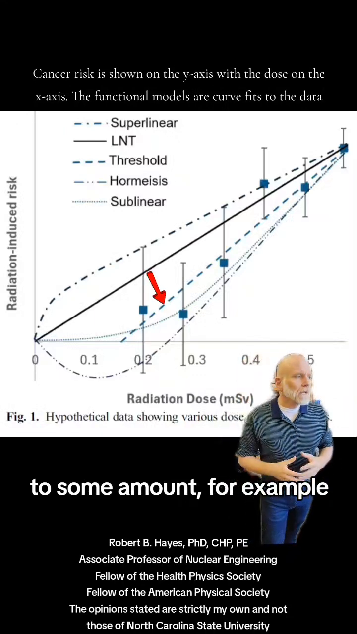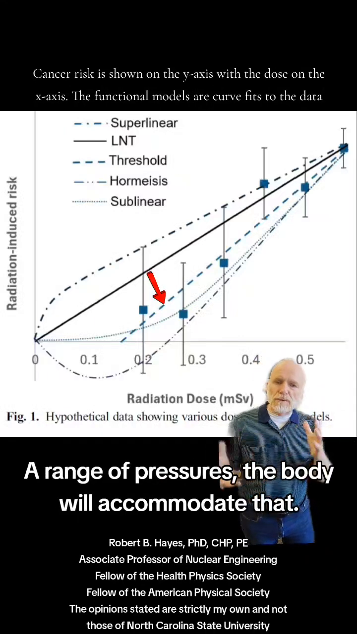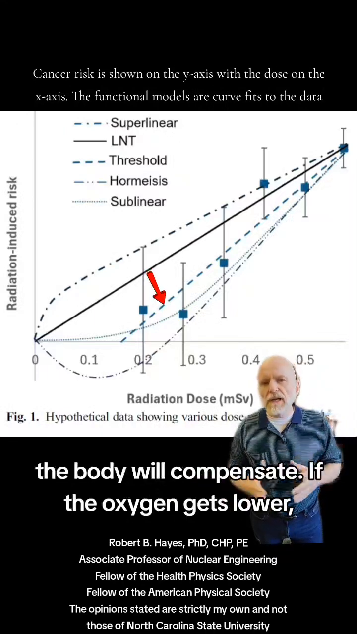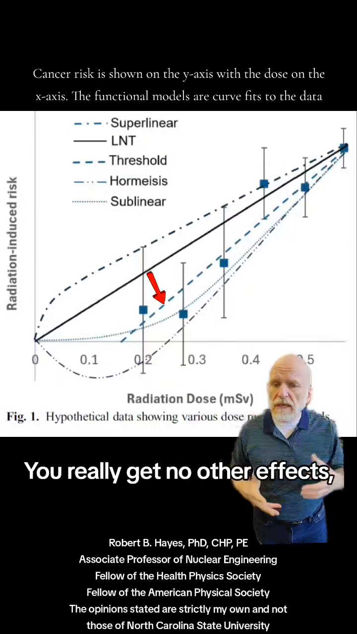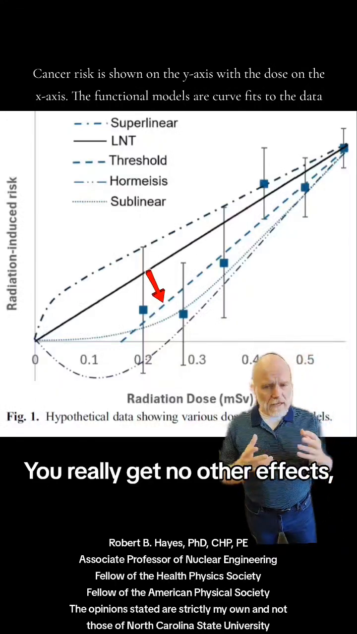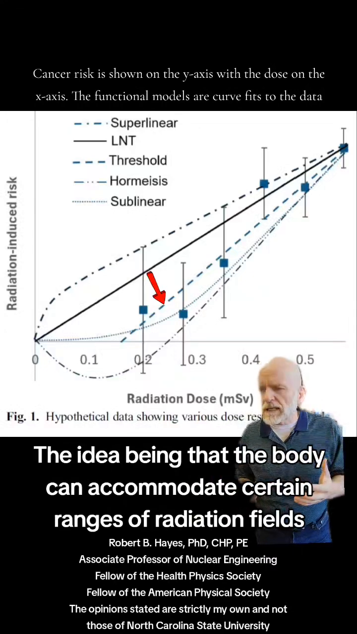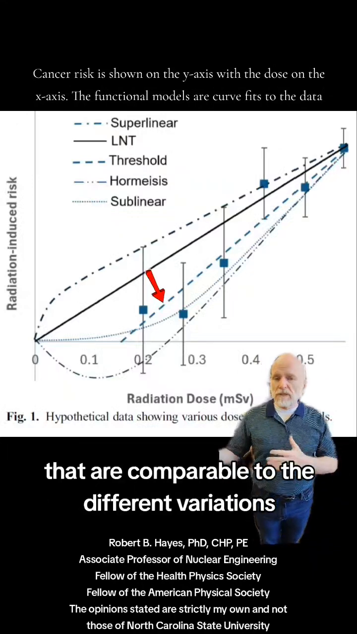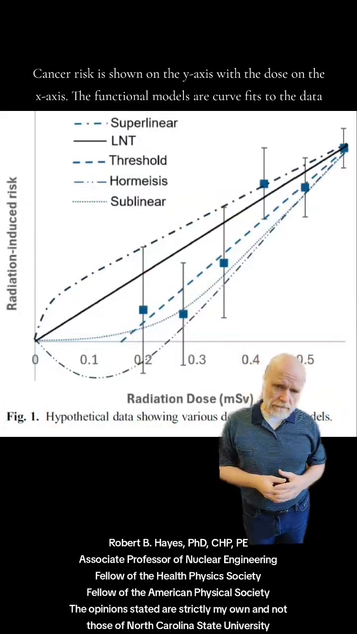For example, in a range of temperatures, the body's fine. It will accommodate that. A range of pressures, the body will accommodate that. A range of oxygen content, the body will compensate. If the oxygen gets lower, you breathe a little faster, and you really get no other effects. And that linear with threshold model right there is similar. The idea being that the body can accommodate certain ranges of radiation fields that are comparable to the different variations that you get with natural background.